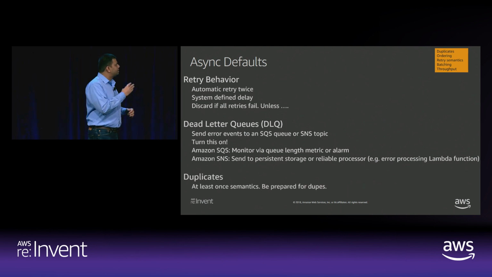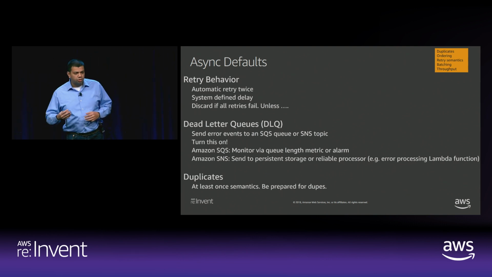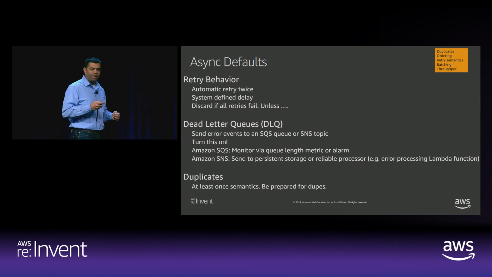And finally, as described by the retry behavior, there are duplicates. So your application should be ready to handle being invoked multiple times with the same event. And so you should dedupe in your application or have the right keys that help you identify whether this is a duplicate invocation or the first time it's being invoked.